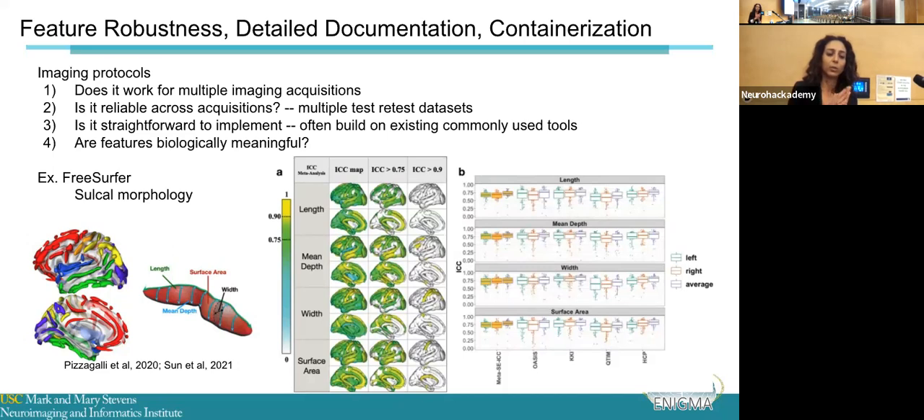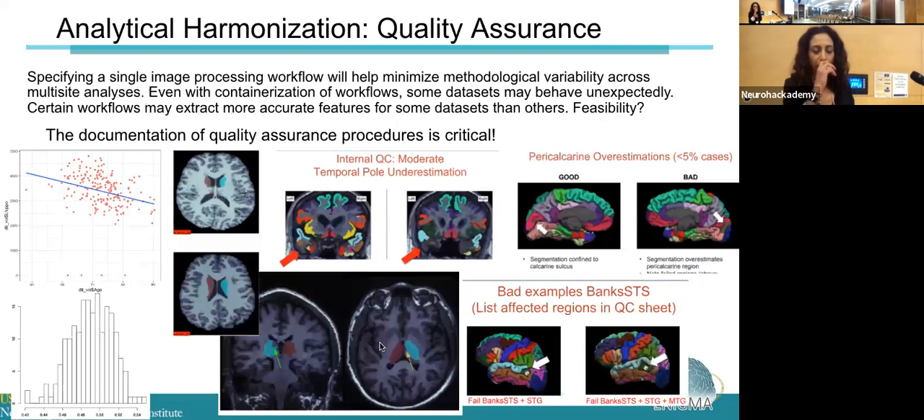Before we deployed that, we tested four test-retest data sets to make sure that all of the features that we're extracting from the sulcal morphometry are reliable. Not all of them were, so we can focus and narrow down our feature set to the ones that are reliable across these data sets. And we have numerous quality assurance metrics, to look not only at the distribution of the features that you're extracting across your population, but just to make sure it actually did what it was supposed to do.